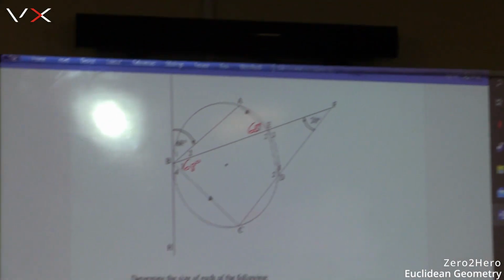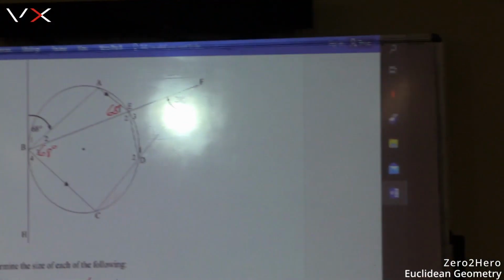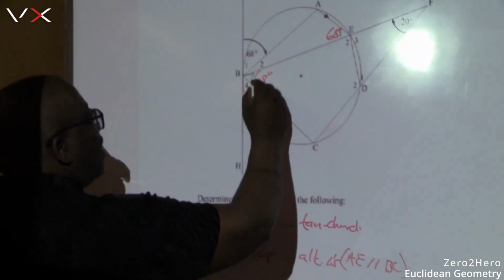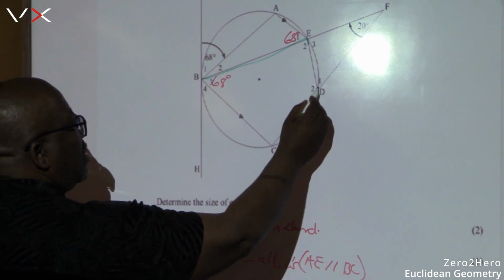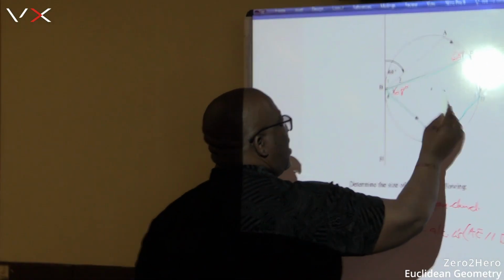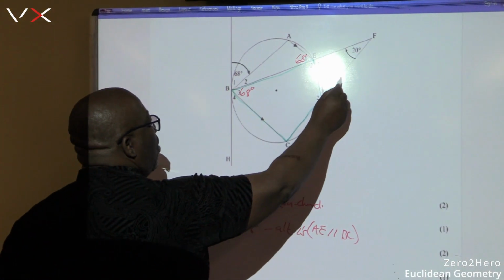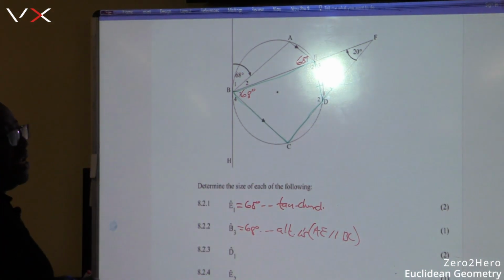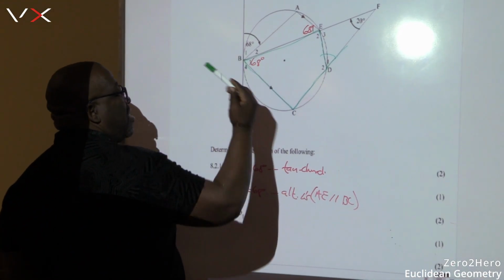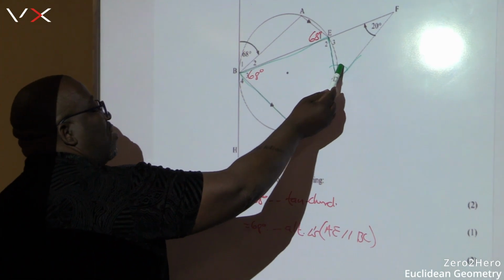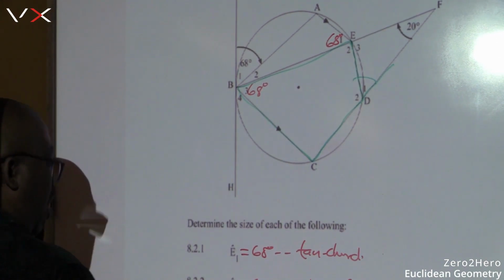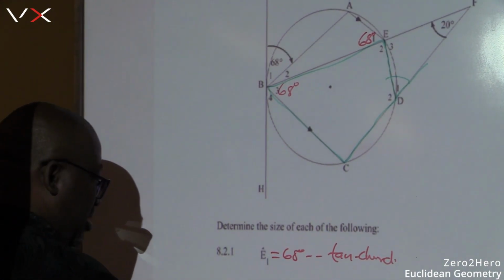8.2.3. Find D1. Where is D1? This is where D1 is. I hope you are able to see this cyclic quadrilateral. In relation to this cyclic quadrilateral, what is D1? D1 is the exterior angle of a cyclic quadrilateral. Remember my theorem says the exterior angle of a cyclic quadrilateral is equal to the interior opposite angle. So D1 will also be equal to 68.